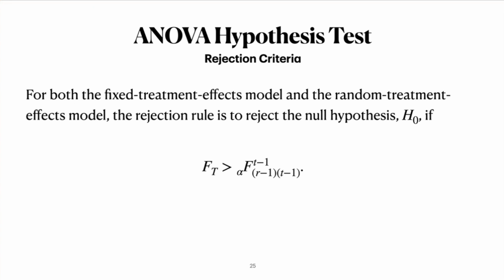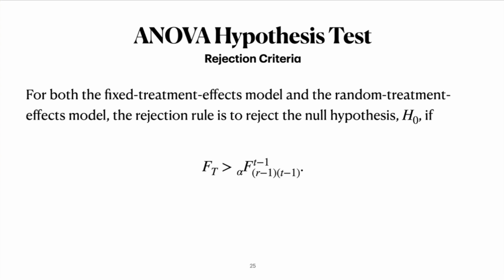And then finally, regardless of whether we're working with a random treatment effects model or a fixed treatment effects model, the rejection criteria is the same. The rejection rule is to reject the null hypothesis, H sub 0, if our test statistic for the treatments, F sub t, is greater than the upper alpha percentage point of the F distribution with t minus 1 numerator degrees of freedom and denominator degrees of freedom equal to the error degrees of freedom in the ANOVA, which is r minus 1 times t minus 1.